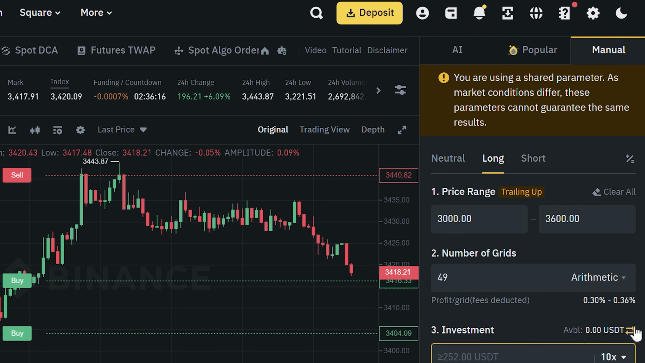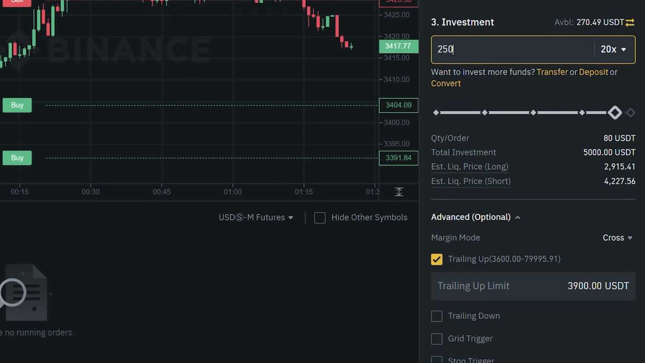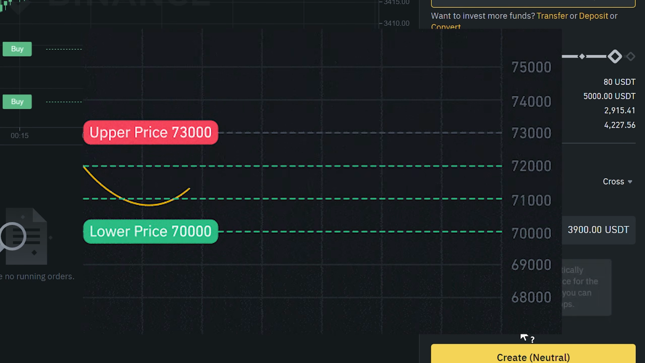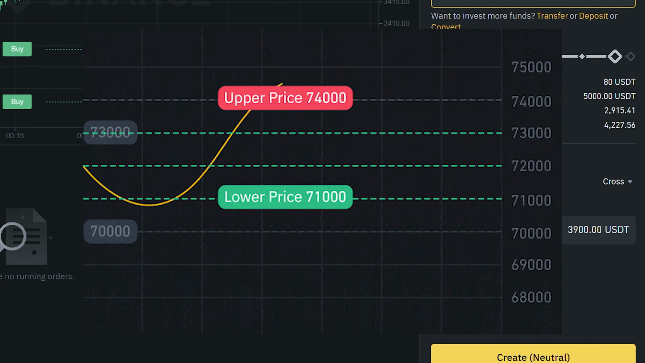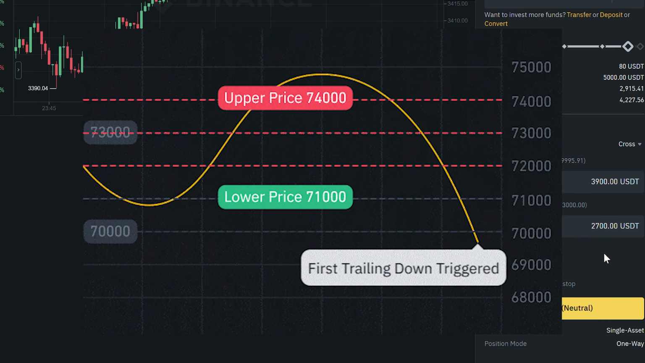I will leave the price range and number of grids as is, but change it to neutral. That means there will be buy and sell orders. The leverage is 20, and I will invest $250. You can also enable trailing up and trailing down. If the coin price goes above the highest grid price, it changes grids to the current price as it's shown in the video. And the same if the coin price goes down.